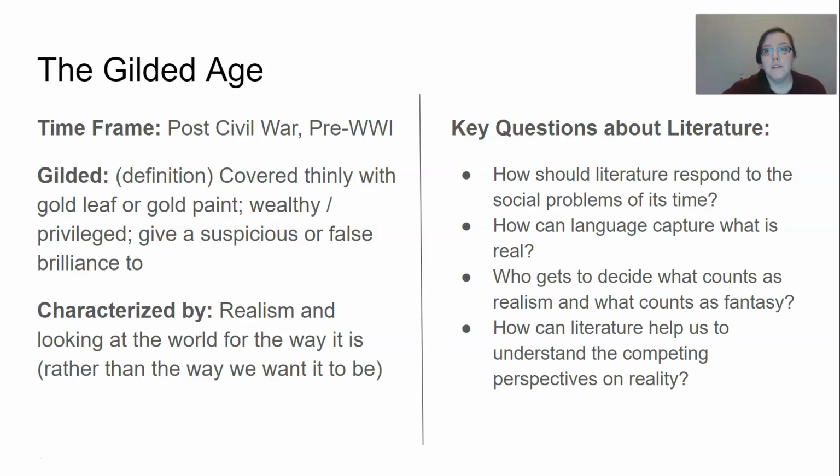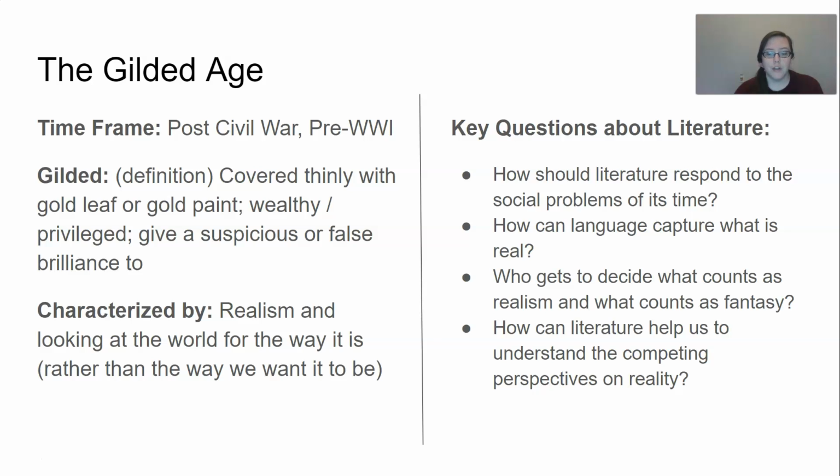So some questions about literature that I think authors of the time were trying to answer, or trying to figure out, or maybe trying to find an answer to. How should literature respond to the social problems of its time? So again, should literature highlight those social problems?